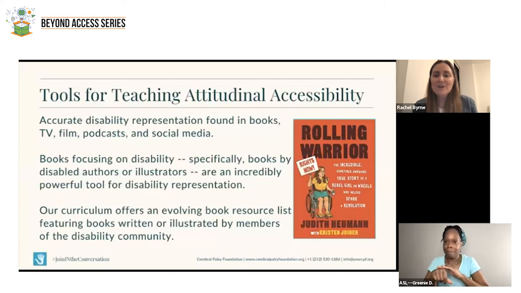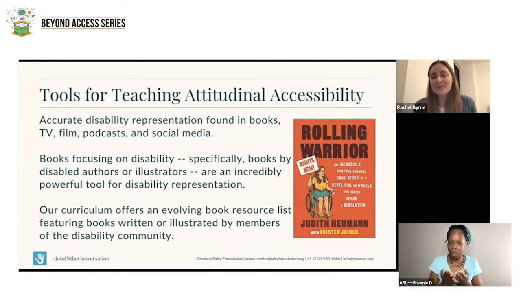But we encourage you to think about books focusing on disability, and specifically books by disabled authors or illustrators. You know, they are an incredible, powerful tool for disability representation. And one thing that we'll talk about a little bit more is, well, how do we do that within our curriculum that we offer in schools?